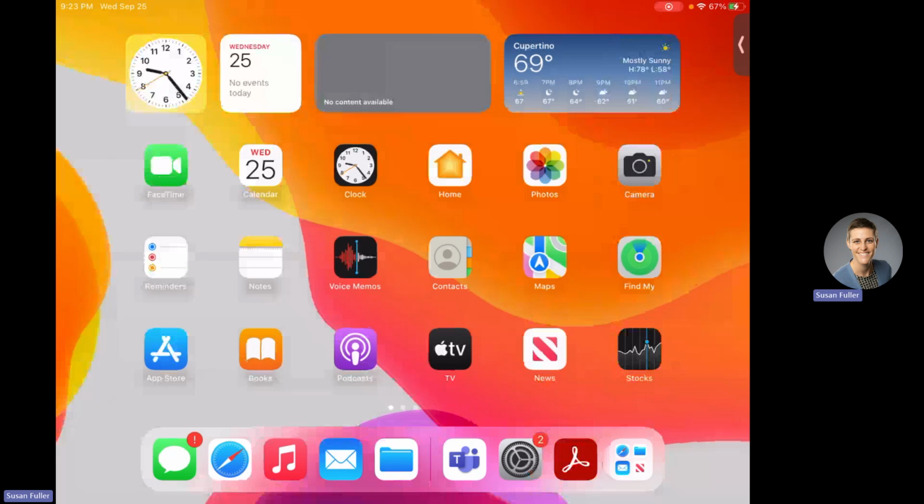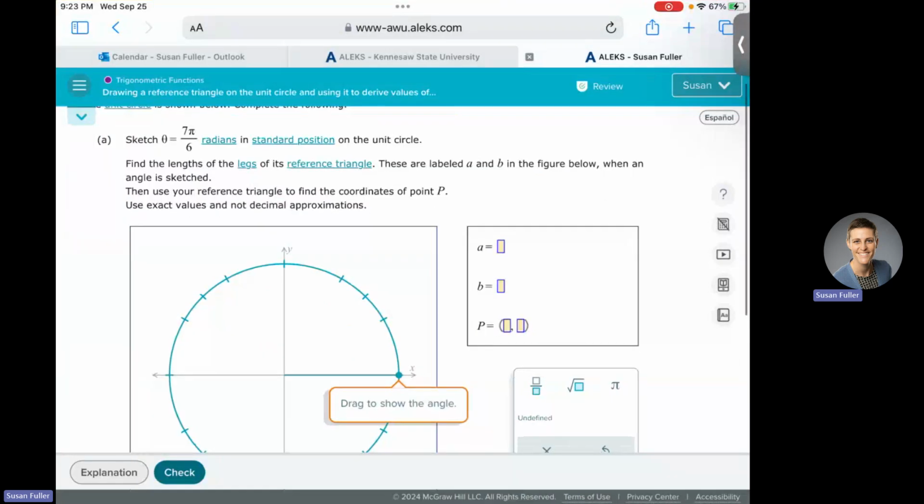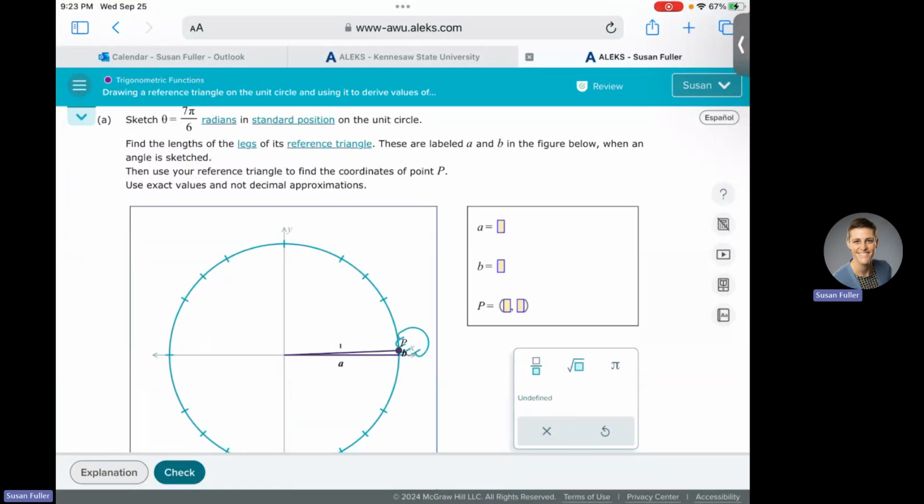I'm going to come to Alex, and it tells me to drag to show the angle. So I'm going to start here in standard position. 7 pi over 6 is positive, so I'm going to go all the way around here, and 7 pi over 6 is a little bit further. I have to come to that point here.